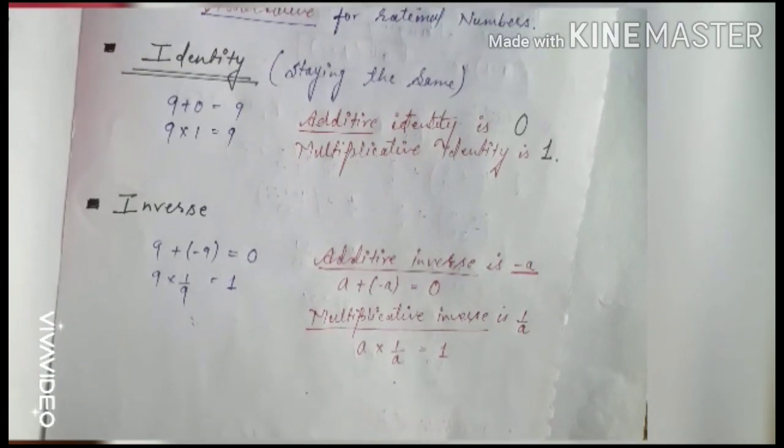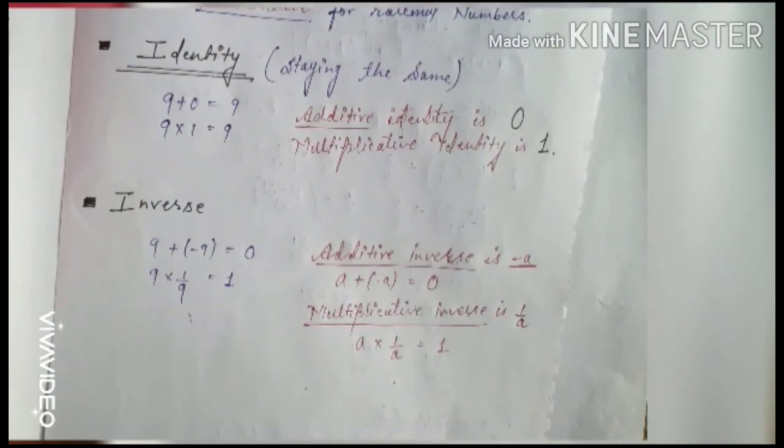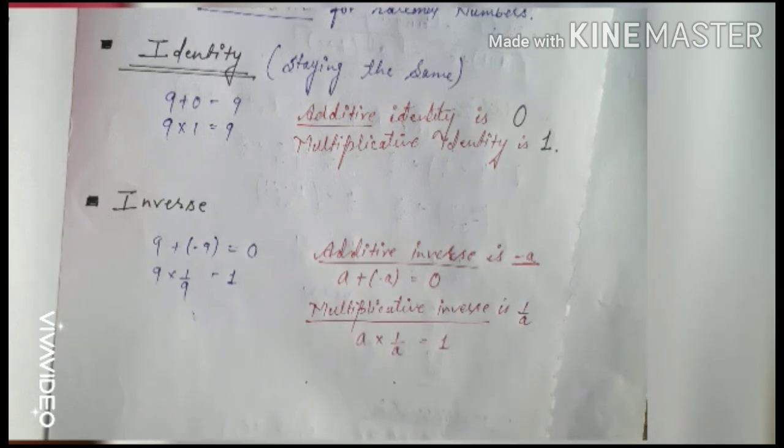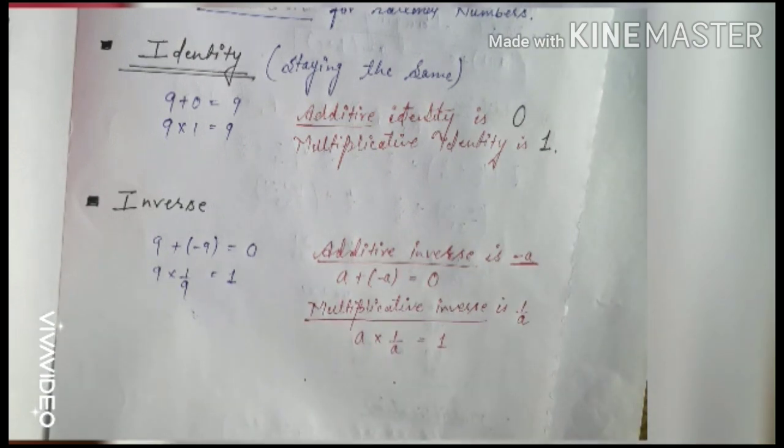Now comes your next topic, identity. What is identity? It's yourself, staying the same. Staying the same is identity. That means when we add any number, tell me any number, with 9, again we have to get 9. So you will say 0. We can say that the additive identity is always 0, when we add 0 to any number.